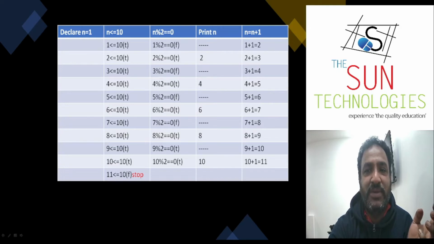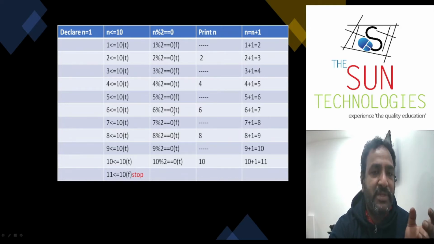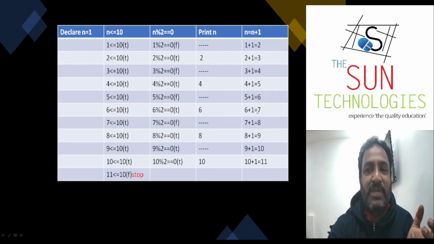6 less than or equal to 10. 6 modulus 2 equal to 0. That means if I divide the number 6 by 2, 3 twos are 6, so you are getting the remainder as 0. And the next number, by incrementing by 1, it goes to 7. 7 less than or equal to 10. 7 modulus 2 equal to 0. Fail. Why? Because if I divide the number 7 by 2, 2 threes are 6, and the remainder is 1. And 7 plus 1 equal to 8.